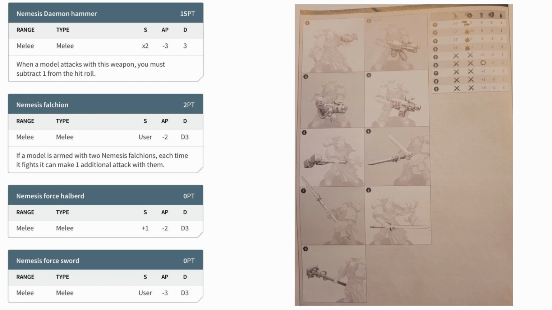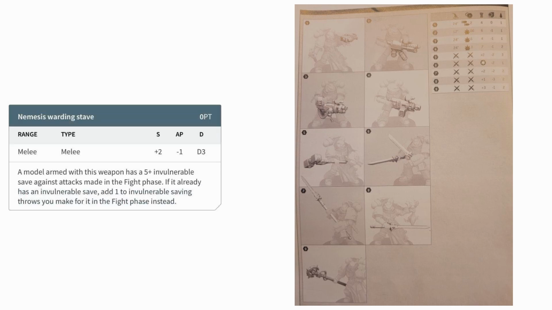I think personally, the removal of all the D3 damage to flat damage 2 or damage 1 is honestly overall a big improvement for the squad, and it means that you know now that you won't be overkilling by rolling 3 damage against say a guardsman, or run the risk of doing 1 damage to a marine and not quite killing him. Finally, the Nemesis Warding Stave has gained a point of strength, bringing it to strength plus 3, and then retained its minus 1 AP, but like the other weapons, switched to a flat 2 damage.